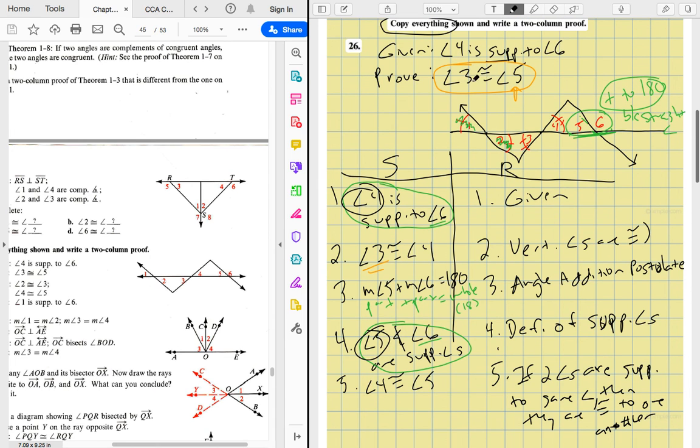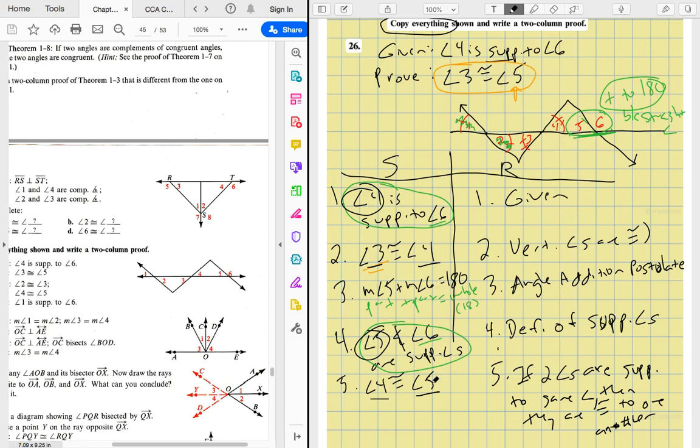Okie dokie. Have we gotten to this here yet, though, guys? Have we gotten to what it is we need to prove? Angle 3 is congruent to angle 5. No, we have 5 connected to 4 right now. And we also have 4 connected to 3. And look, 3, look at this. This is underneath. We have the yellow in front of it here. That's good. 3 connects to 4 and 4 connects to 5.